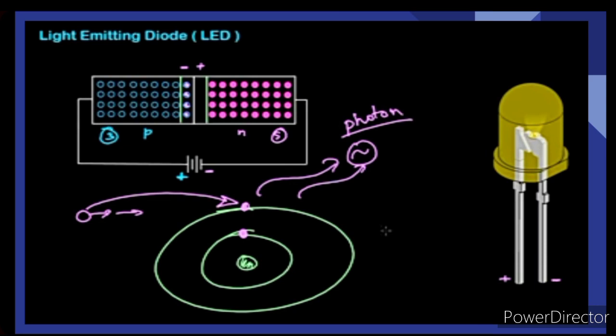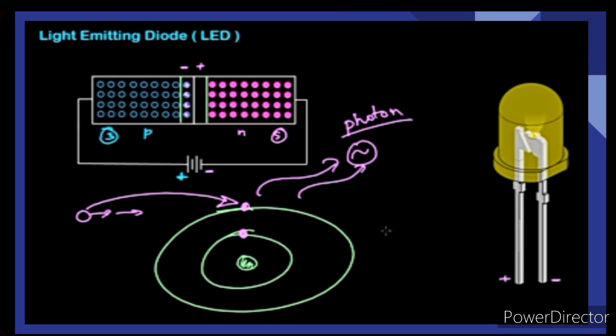To overcome the barrier of the depletion region, we need to apply a voltage which is greater than the barrier potential of the depletion layer. If the applied voltage is greater than the barrier potential of the depletion layer, the electrical current starts flowing.